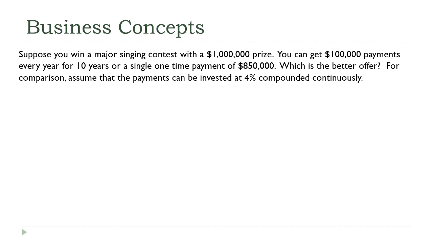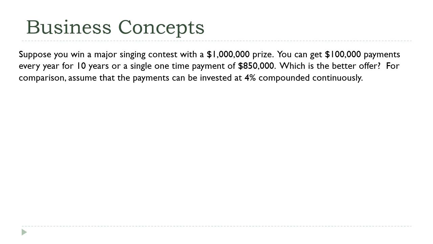And so for comparison purposes, we're going to assume that the payments can be invested at 4% and that it's going to compound continuously. Now, as I said at the end of the last lecture, you're really not going to find an investment that compounds continuously, right? But by doing it this way, what I'm doing is finding the upper bound on how much we can hope to make, right? And if the upper bound of doing it one way is less than the value from doing it the other way, then I know which way I should go.